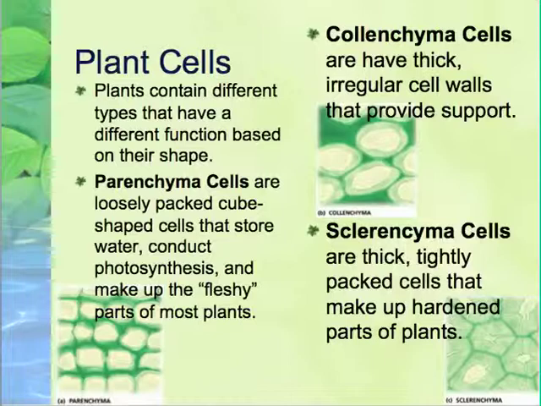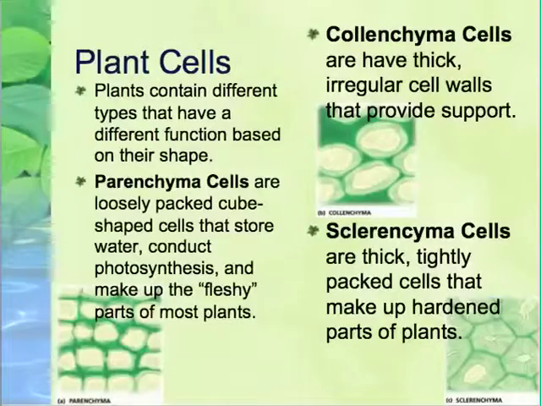Collenchyma cells have thicker walls. They tend to be irregularly shaped, and they do provide support for plants. That's a good idea since plants don't have bones. Cells are going to have to take control. So collenchyma cells are helpful in that, and so are sclerenchyma cells.